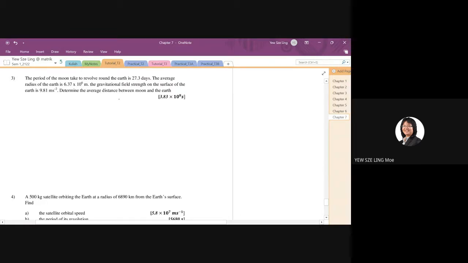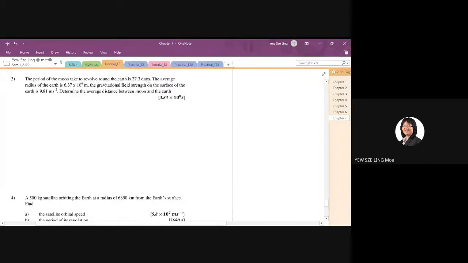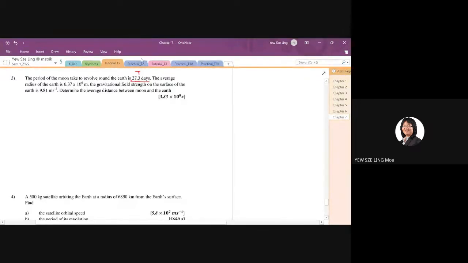Now, these questions just want to make you confused by using a lot of terms that are not needed, for example, the word average. So basically, let us analyze it one sentence at a time. The period of the moon to revolve around the earth is 27.3 days. So this 27.3 days is actually our period T.